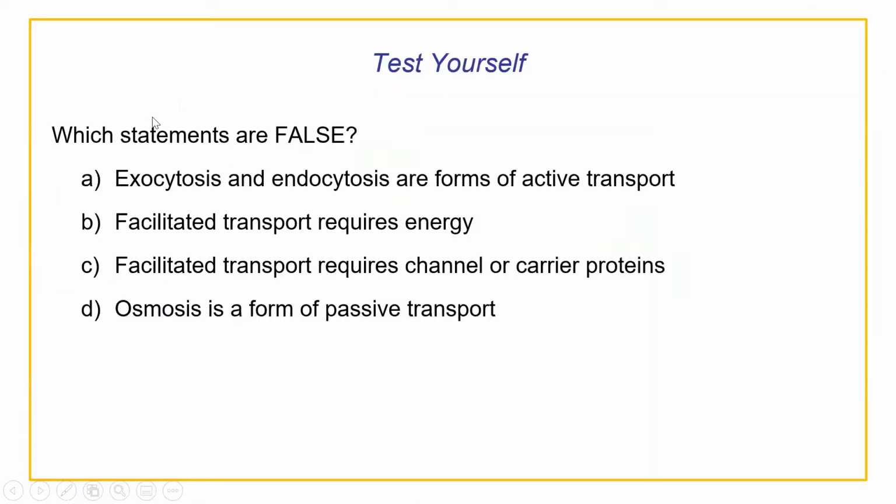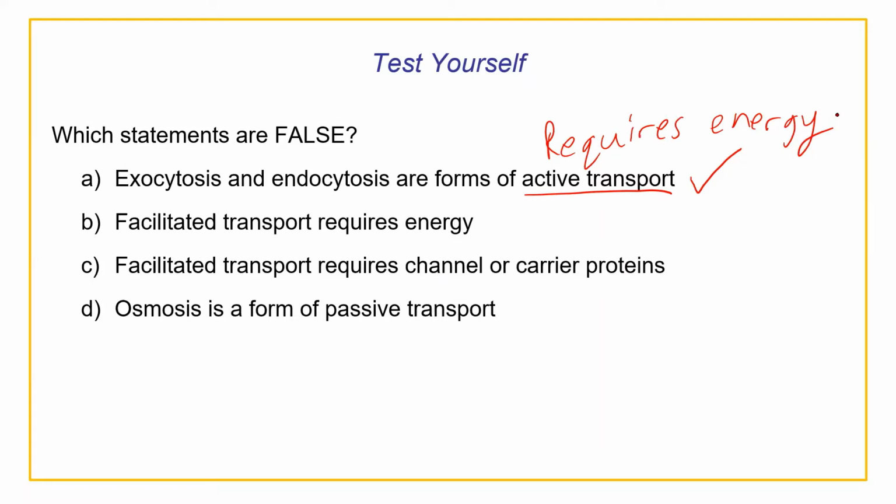All right, so quick quiz question for you. It says, which statement is false, or which statements are false? That means we've got to go through them all one by one. A, exocytosis and endocytosis are forms of active transport. That is technically true. If you think about the definition of active transport, it means it requires energy, right? And these actually require quite a bit of energy because they are transporting very large things.